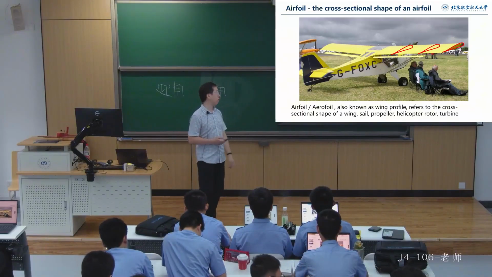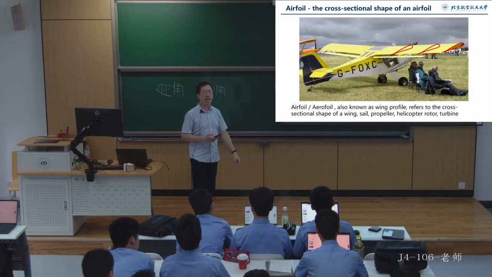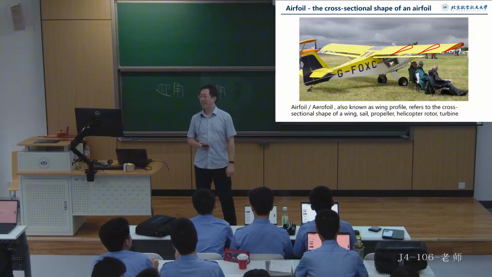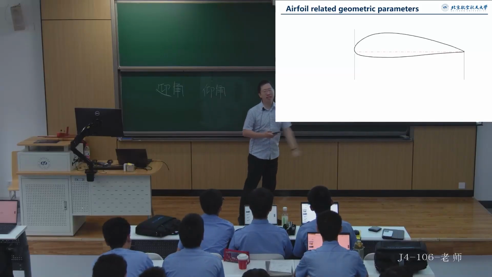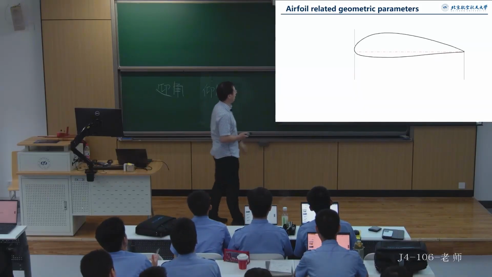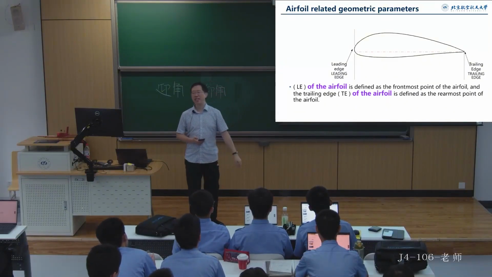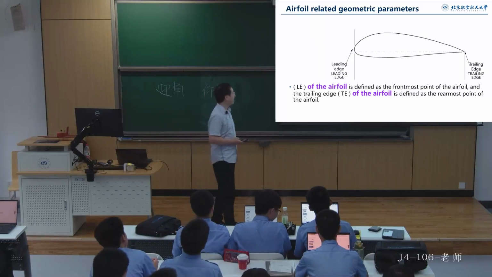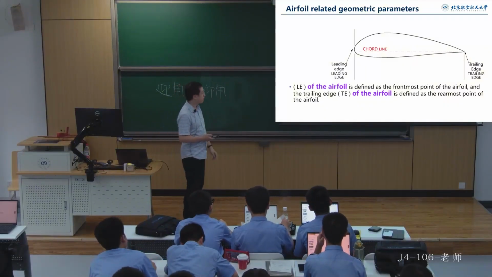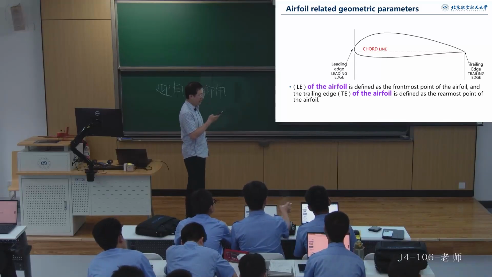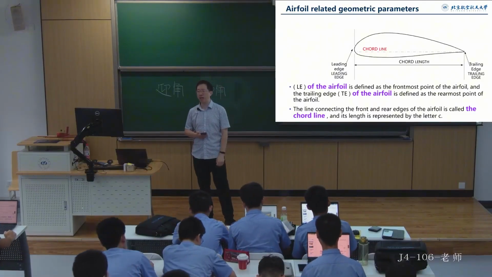Next, we take this airfoil out for analysis and draw it here. So, what should the foremost position of the airfoil be called? Very good. You remembered the English term well. And what about the back? Very good, very good. You remembered all of this, right? The leading edge and the trailing edge. If I draw a line between them, it's called the chord line. In English, it's called the chord line. This is called the chord line, represented by the letter C, and its length is referred to as the chord length.